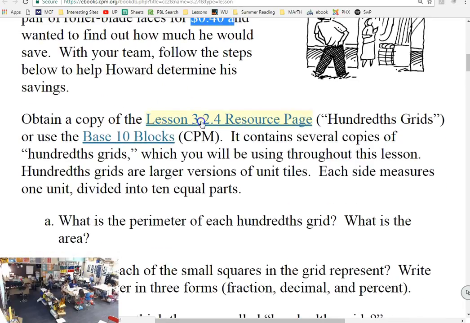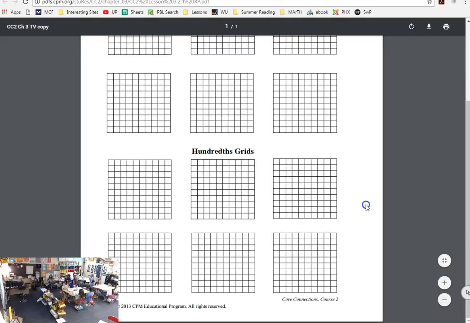Then we're going to get resource pages, which I had printed, but I don't know where they went, so I'm just going to print more.